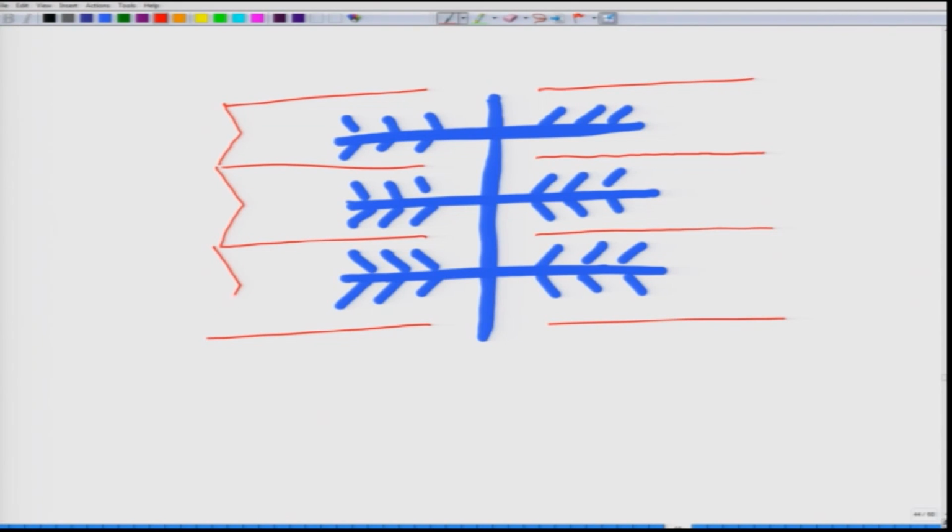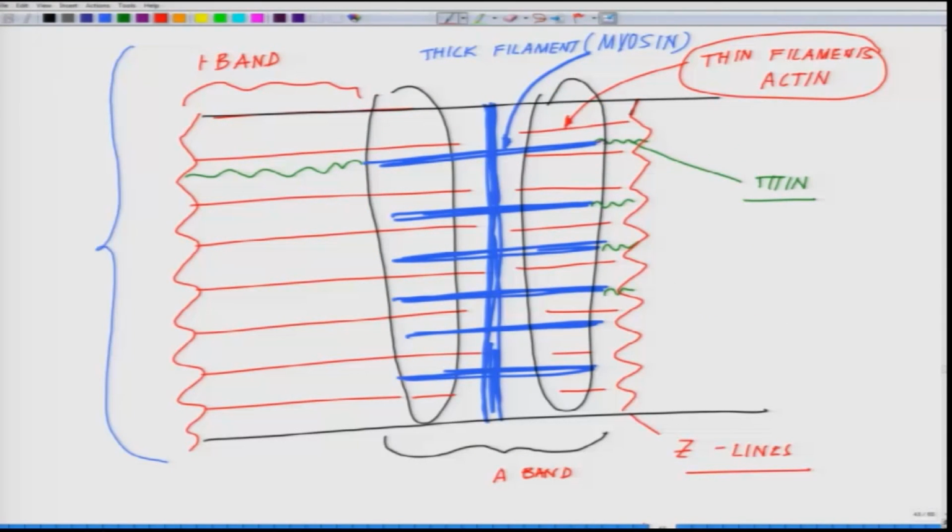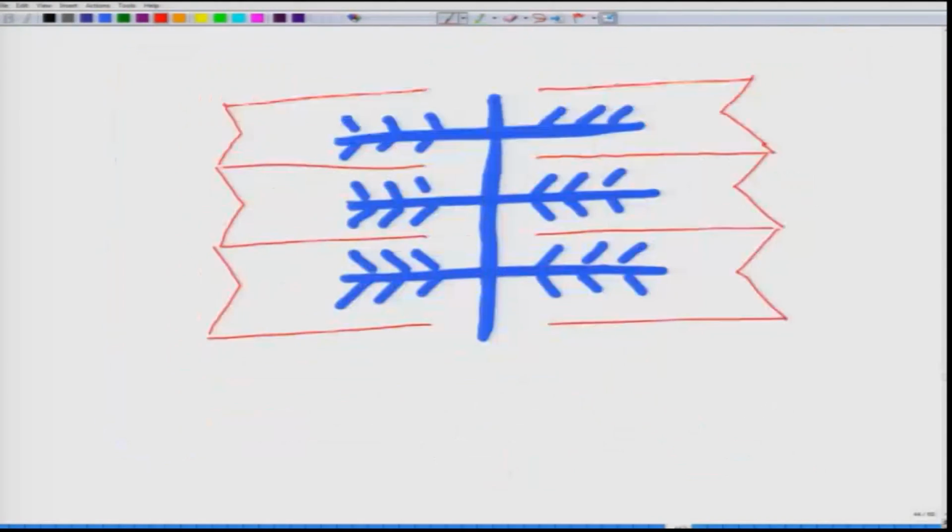These are the Z lines. You remember in the previous slide I talked to you about the Z lines, just a recap. So, these are the Z lines. Now, these thin filaments and thick filaments are attached to even much thinner, spring-like structures which are called the titin molecules.